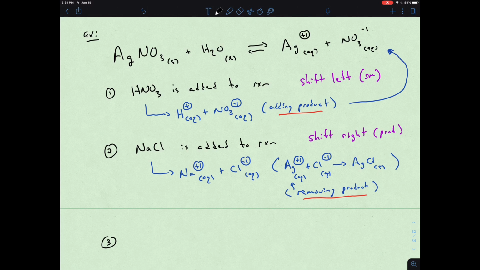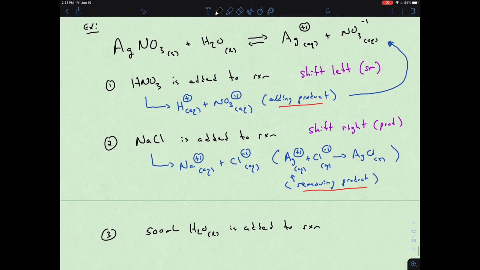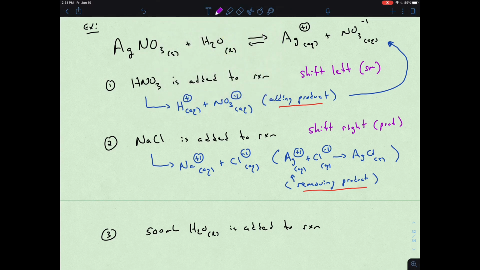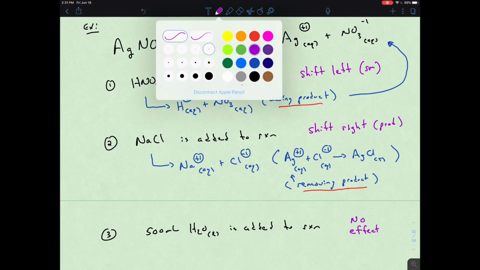What if I said 500 milliliters of H2O is added to the reaction? What's going to happen then? Well, water is a pure liquid. Water isn't part of the equilibrium constant to begin with, so there would be no effect, or it would remain unchanged.